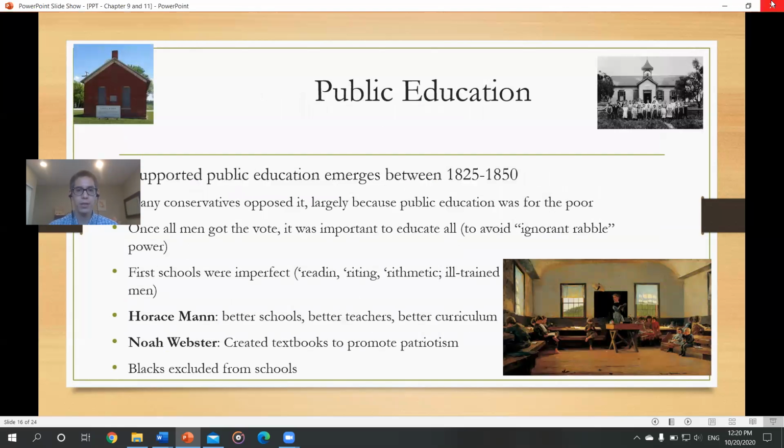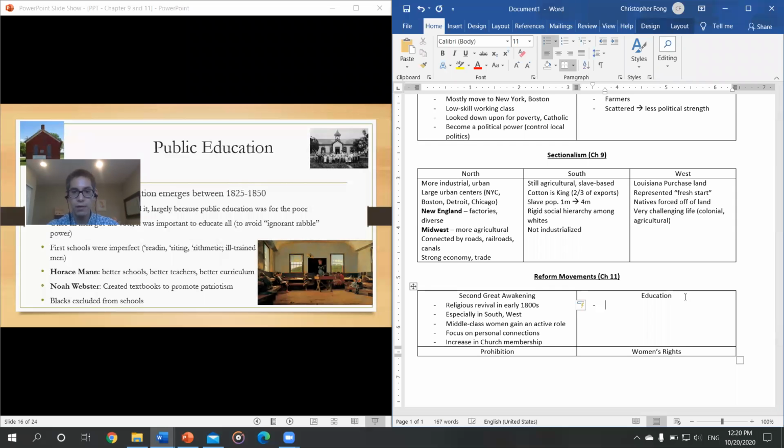So let's add some details here for education. We have the first state-run public schools. And this is after universal male suffrage. There is a need to educate all men. But again, this was mostly or only for white men.